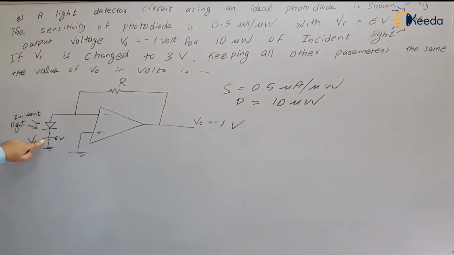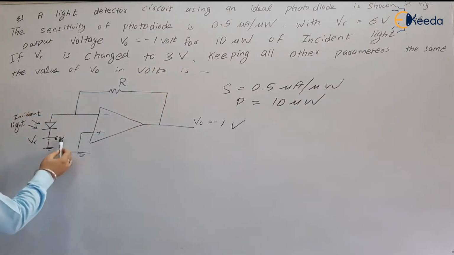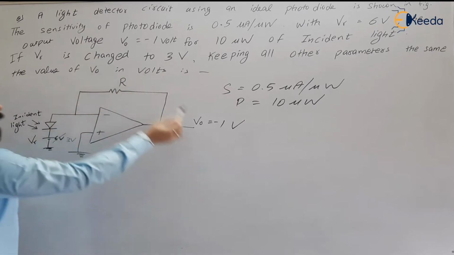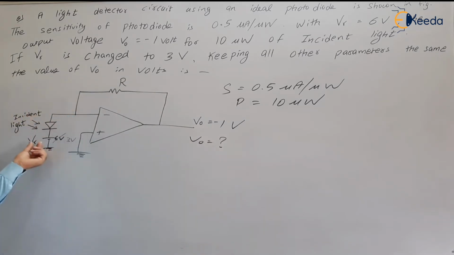If this voltage is changed to 3 volt, initially it was 6 volt and now it is changed to 3 volt, keeping all other parameters the same, what is the new value of V0 in volts, if the cut-in voltage is changed to 3 volt?